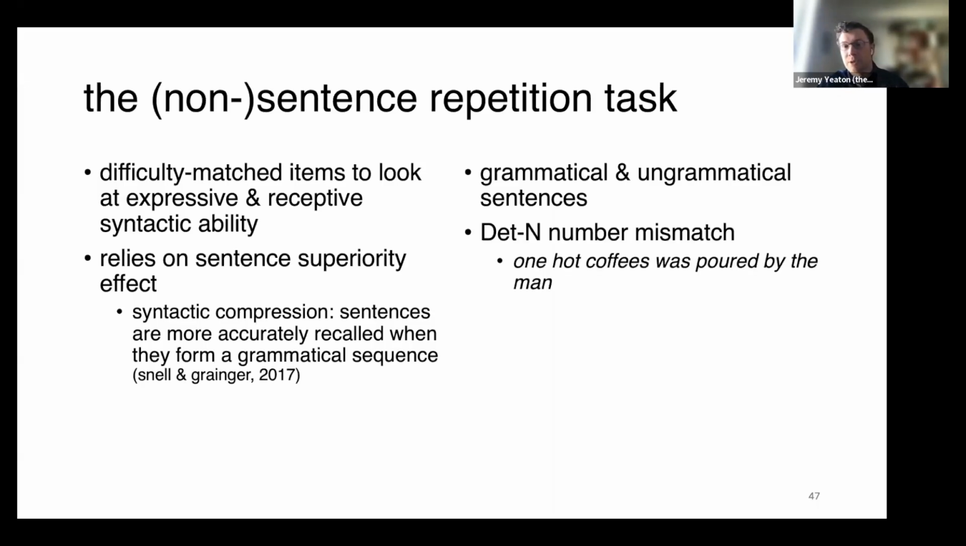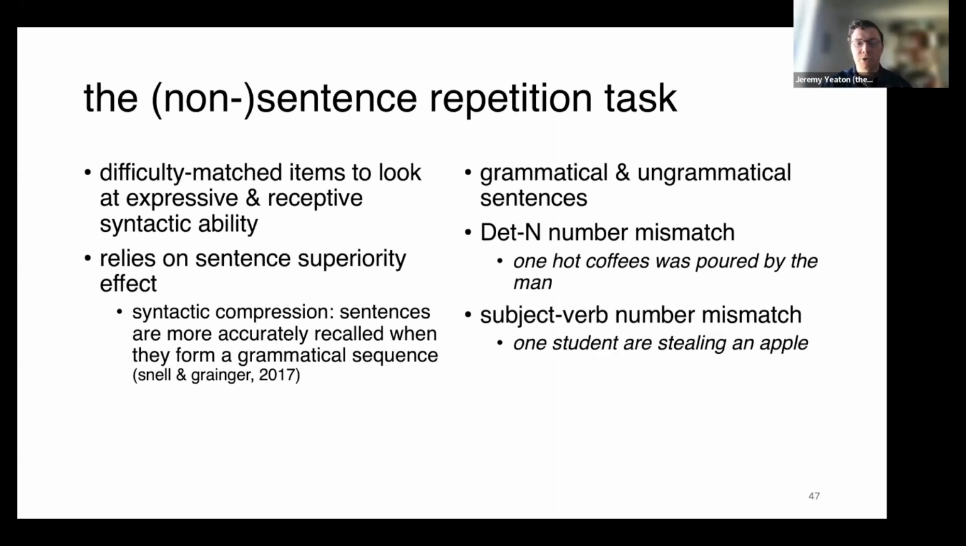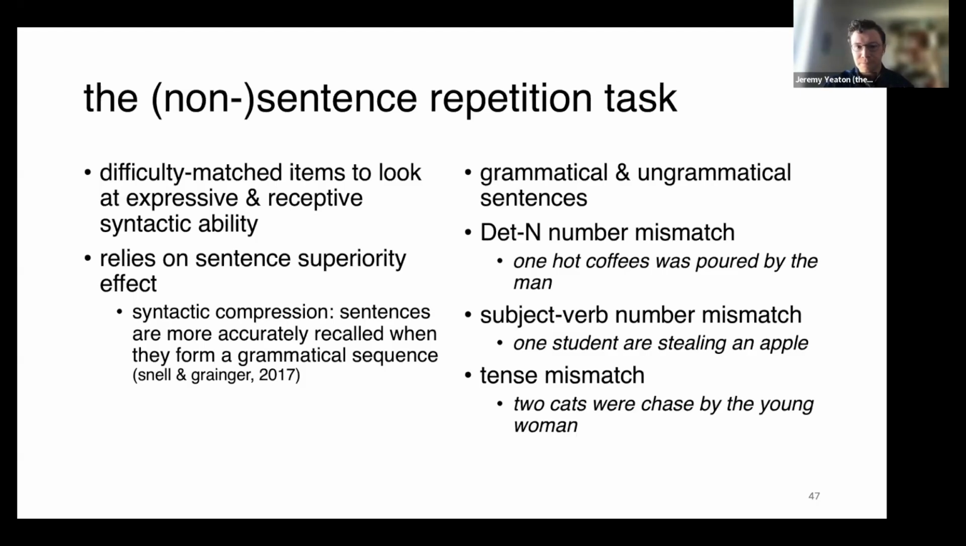Those ungrammatical sentences can be ungrammatical in one of three ways. You can have determiner noun number mismatch. So 1 hot coffees was poured by the man. A subject verb number mismatch. 1 student are stealing an apple. Or a tense mismatch. 2 cats were chased by the young woman.